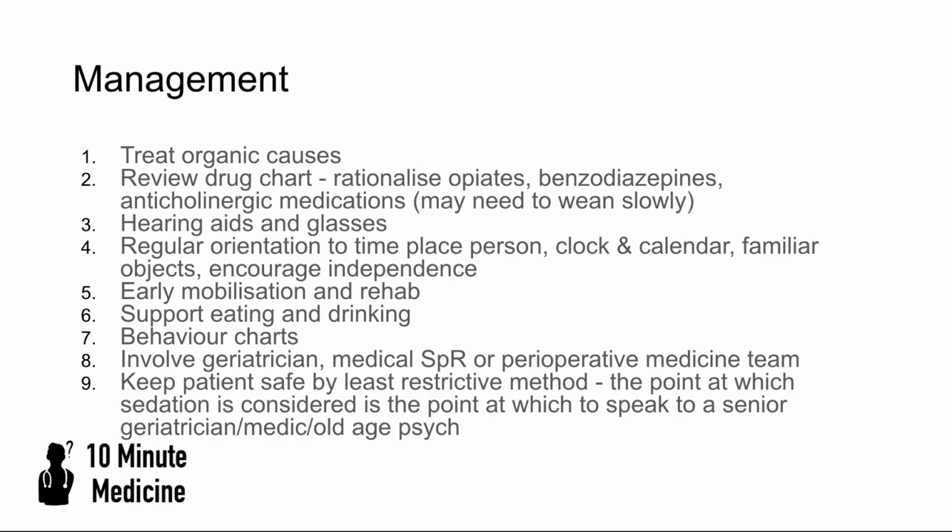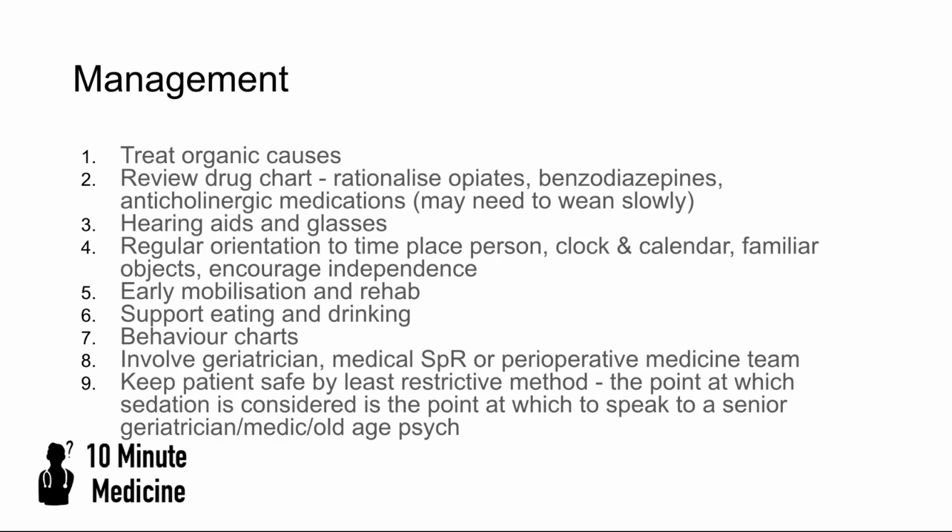Support their eating and drinking, so perhaps starting a food chart and making sure that the healthcare assistants help them with their eating and drinking, as in their mental state they will not be able to remember to eat and drink and not have the drive to do that. So it's important to keep them hydrated. You can use behaviour charts if there's particularly aggressive or unusual behaviour, so you can monitor what it's like overnight and perhaps involve the dementia teams in your hospital.